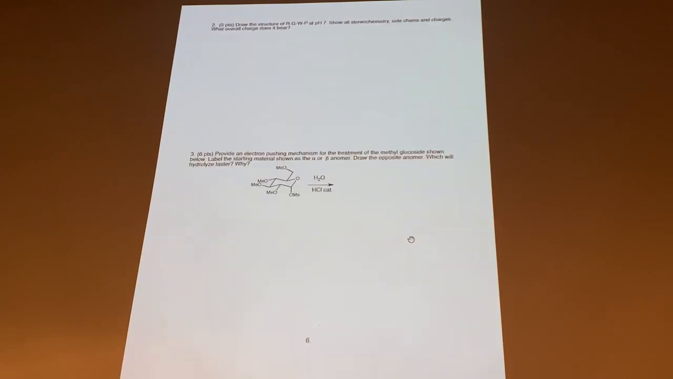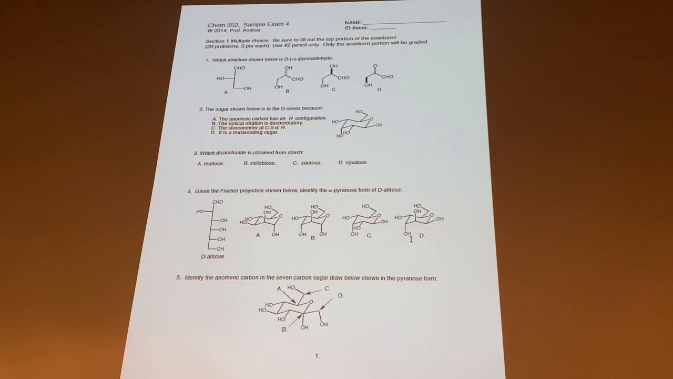Let's see. It's not letting me advance there. Oh, there we go. Okay.